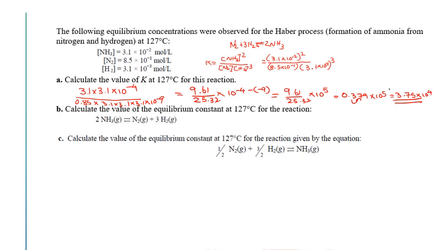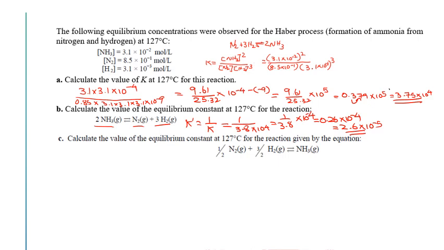And now the second part, calculate the value of the equilibrium constant at 127 degrees centigrade for the reaction 2NH3 gives N2 plus 3H2. That means the reaction is reversed. So the new equilibrium constant will be the reciprocal of the original K value, that is 1 divided by 3.8 times 10 to the power 4. I'm taking that 10 to the power 4 to the numerator, so negative 4, and then 1 over 3.8 will be 0.26, and 10 to the power negative 4. Move the decimal and then you will get 2.6 times 10 to the power negative 5.